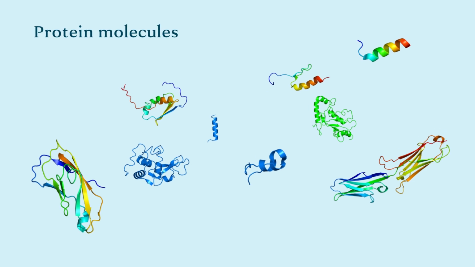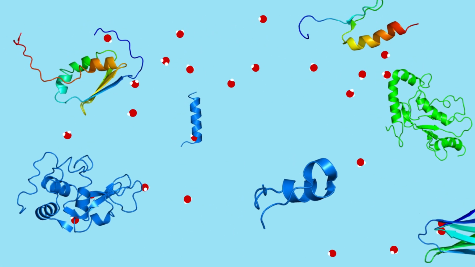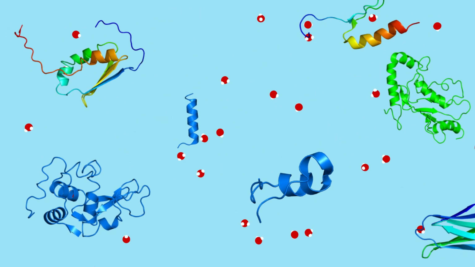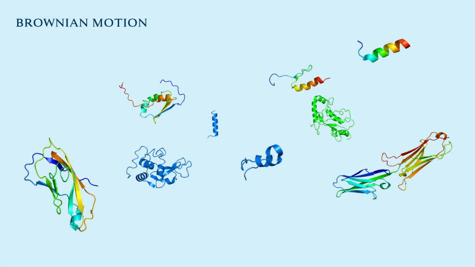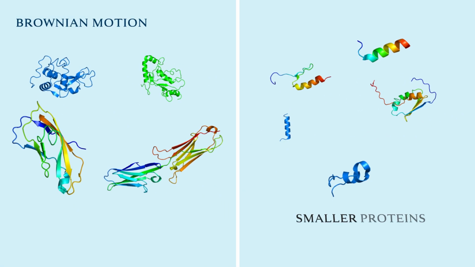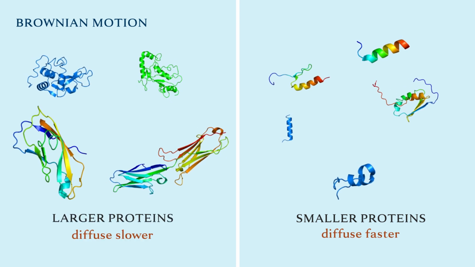Imagine a protein molecule surrounded by water. From time to time, the water molecules collide with the protein, resulting in random fluctuations of the protein. This type of motion is called Brownian motion and depends on the size of the protein. Smaller proteins diffuse faster, while larger proteins diffuse much slower.